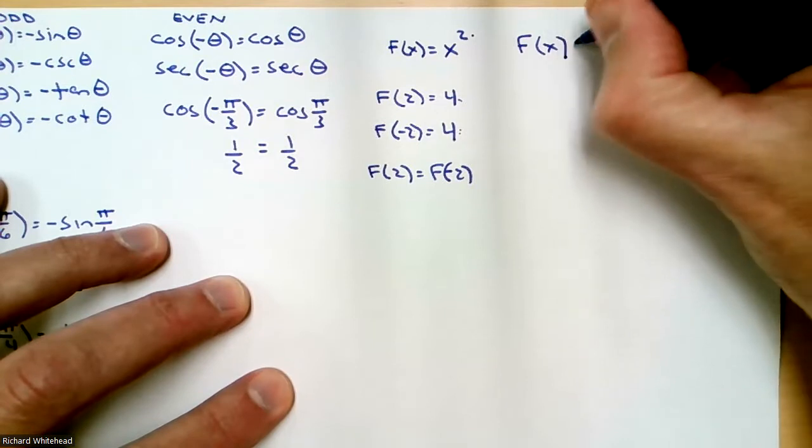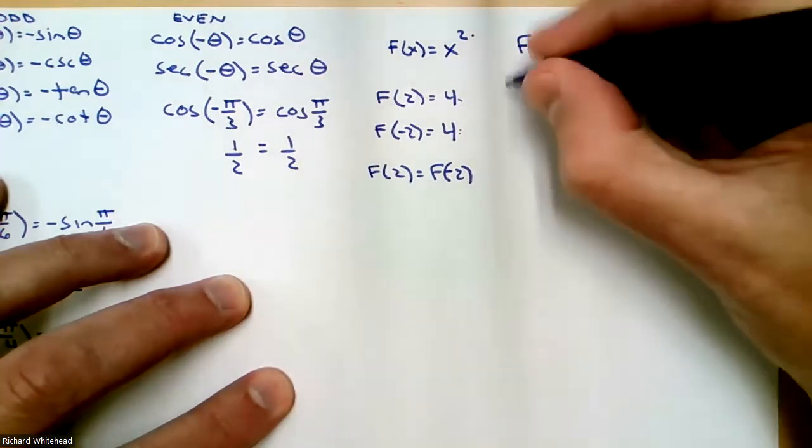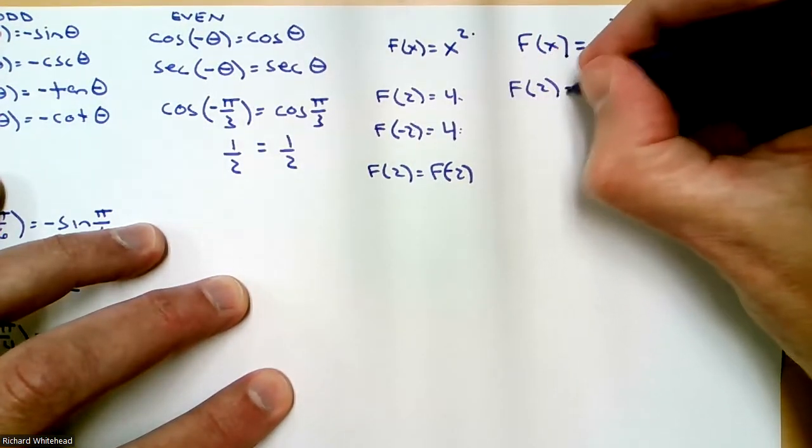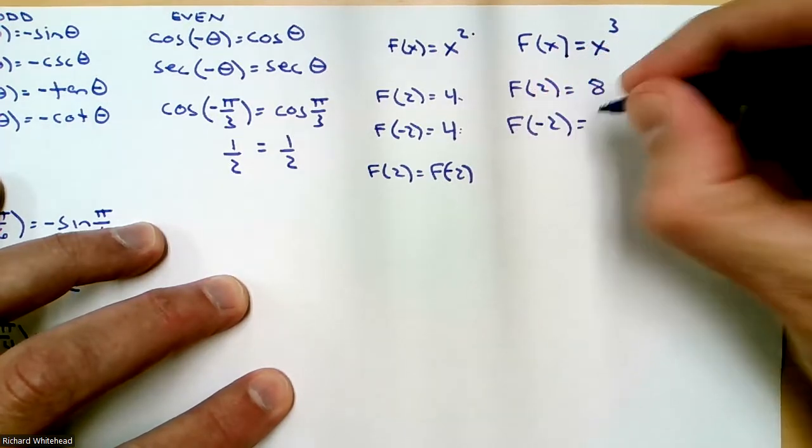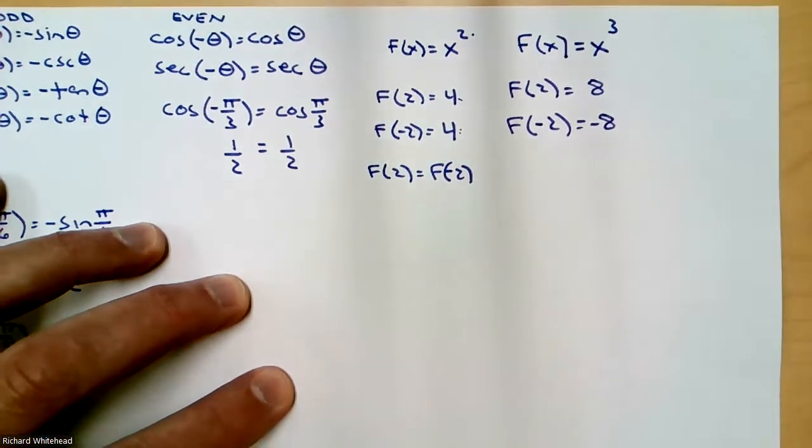Whereas if you had something like x cubed and said, okay, what's f of 2? Well, that would be 8. f of negative 2 would be negative 8.